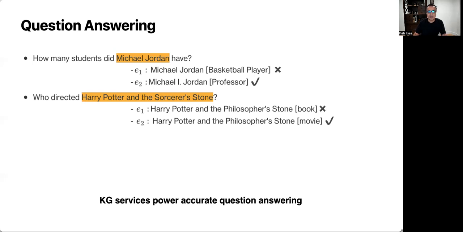We land on the correct Michael Jordan when I talk about students, as opposed to the basketball player, and the correct movie, not the book, for Harry Potter and the Sorcerer's Stone, by knowing that I'm asking about who directed that. And this is really key in transforming the correct question that you mean when you interact with the graph.